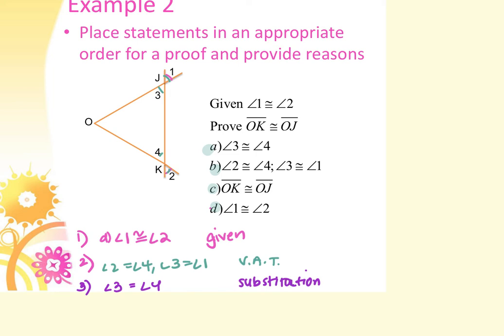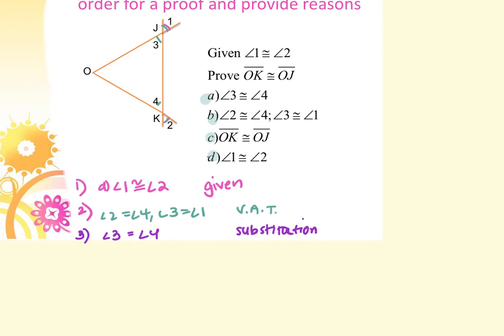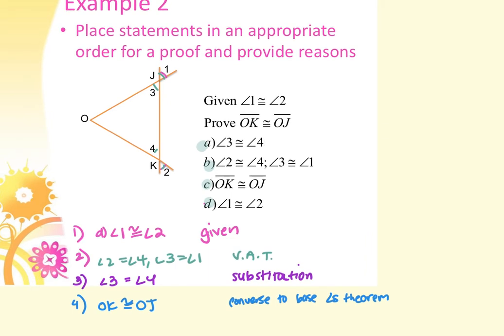Step 4 is because of the converse to base angles still. So 4 is OK equals OJ, though it's left, right? And that's the converse, good, to the base angles theorem. Can we just say base angles theorem, converse? That's fine too, yep.